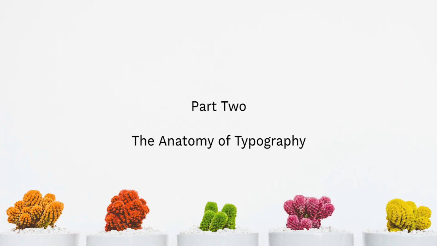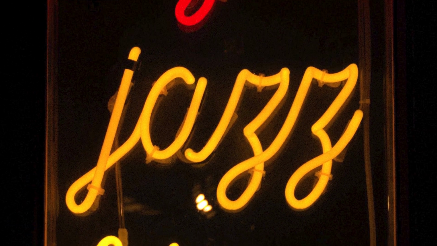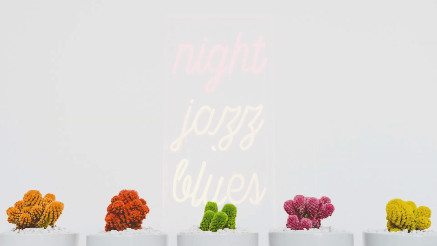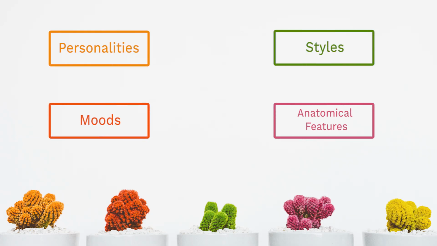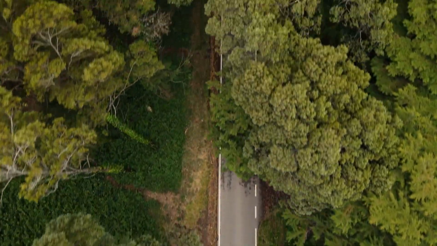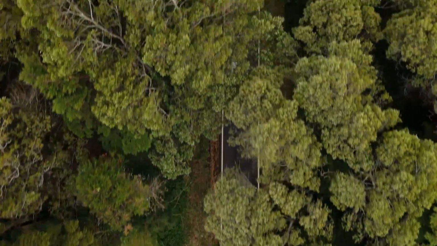Part 2. The anatomy of typography. The letters on a page represent so much more than just words. They have personalities, moods, styles, and even anatomical features, just like people. Here's a quick rundown of the various details that comprise letters and their real-life counterparts.